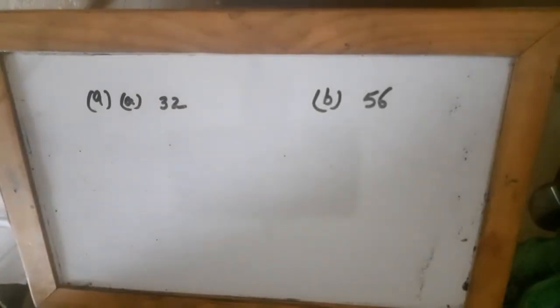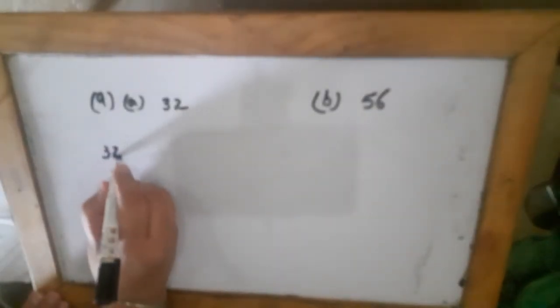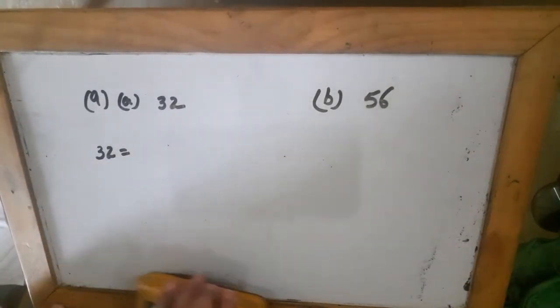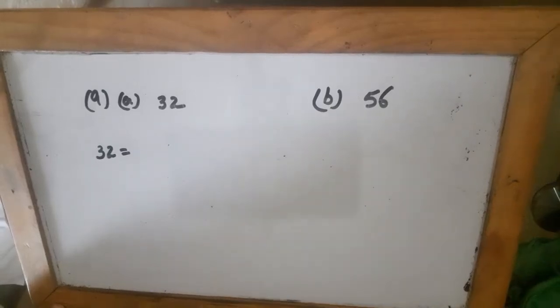Now we will do the ninth question. In the ninth question they are asking you to write all the factors of 32 and 56 other than 1 and the number themselves. So when I have to find all the factors of 32, what are factors again? Factors are the numbers which divide the given number exactly.